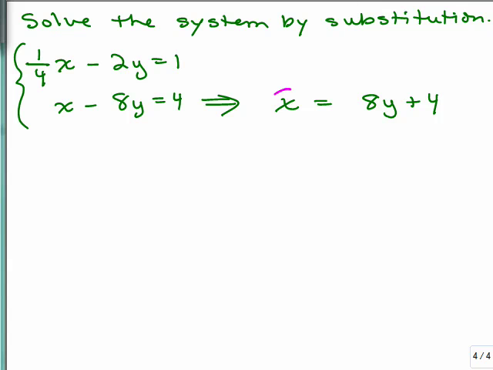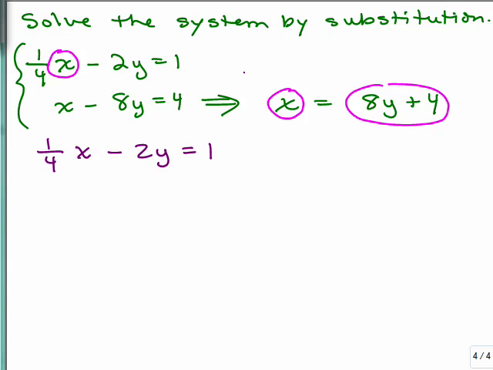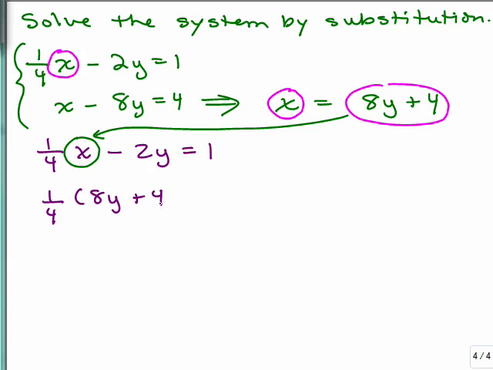Okay, so I'm going to plug that in for the x of the other equation. So just writing that one again, 1/4 x minus 2y equals 1. Keep in mind we're going to replace x with the 8y plus 4, right? So we've got 1/4 times 8y plus 4 minus 2y is 1. Now do the distributive property here.